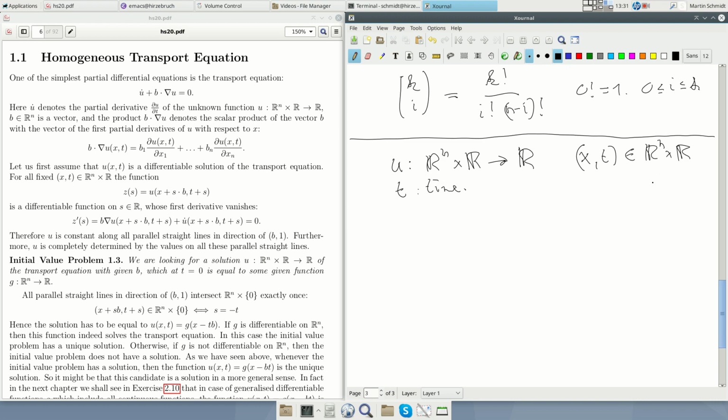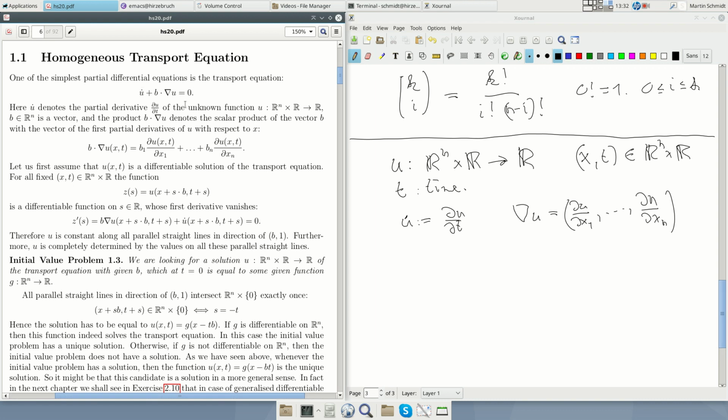Whenever we have such a function, let's assume it's differentiable, then u dot is just du/dt. This is just a definition. And of course the gradient of u is just the vector of first order partial derivatives with respect to x. So we write du/dx1 until du/dxn. Of course, in general, they will depend on x and t.